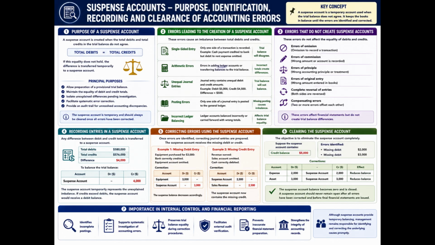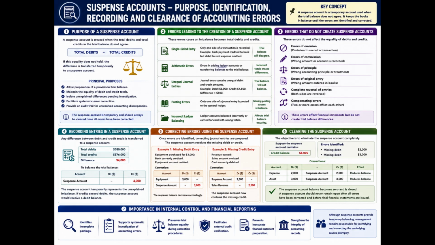Many accounting errors preserve debit-credit equality and therefore do not require suspense accounts. Examples include errors of omission, errors of commission, errors of principle, errors of original entry, complete reversal of entries, and compensating errors. Although these errors affect financial statements, they do not produce trial balance differences because double entry remains mathematically complete.